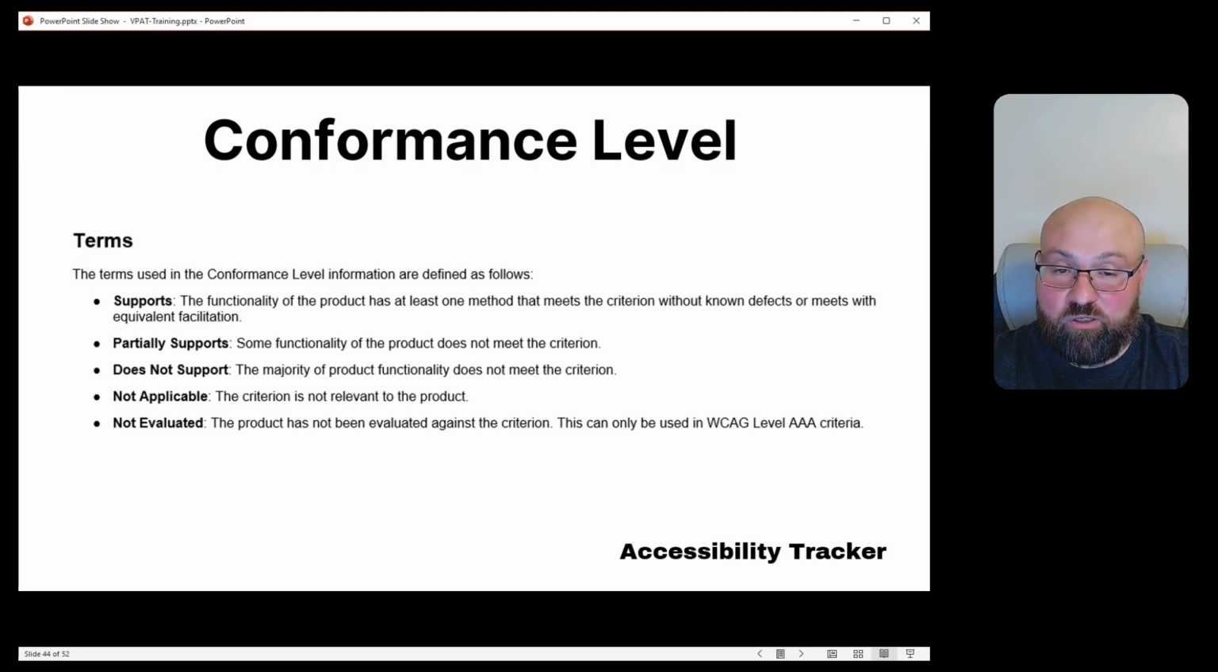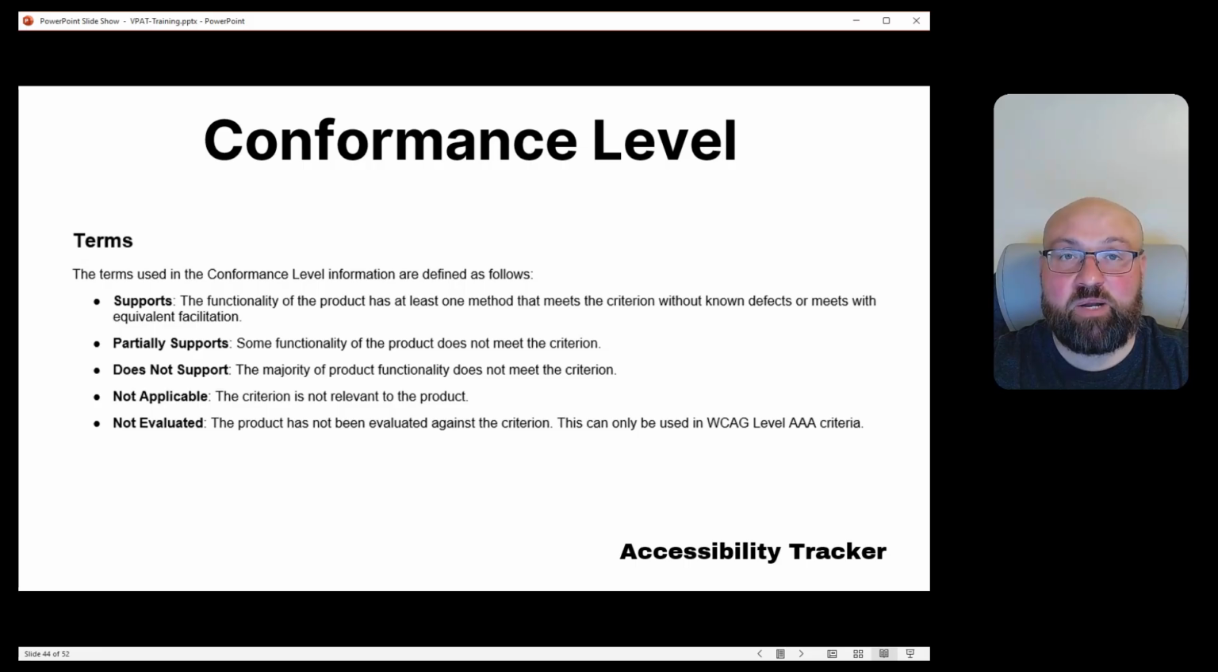And then the third term is does not support. So the majority of the product functionality does not meet the criterion. And so for here, we would just have does not support. And that's where you're non-conformant with a criterion. We also have not applicable. So the criterion is not relevant to the product.